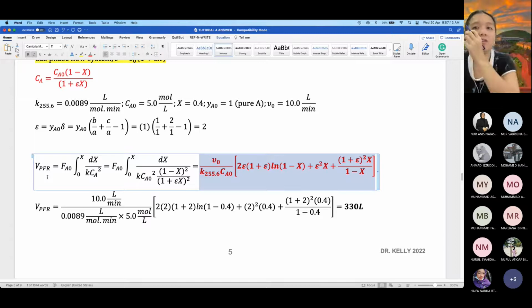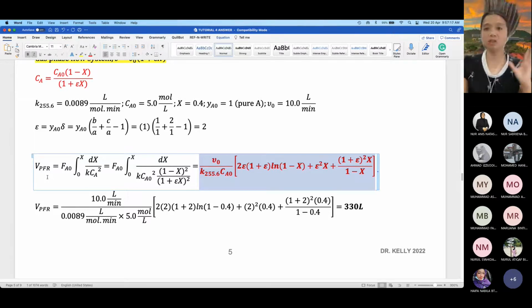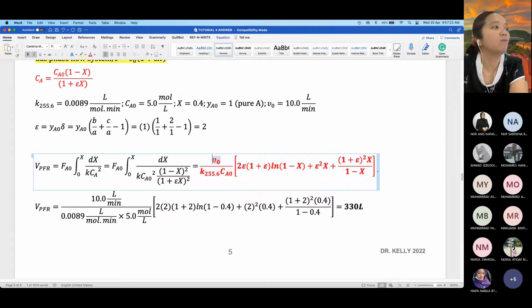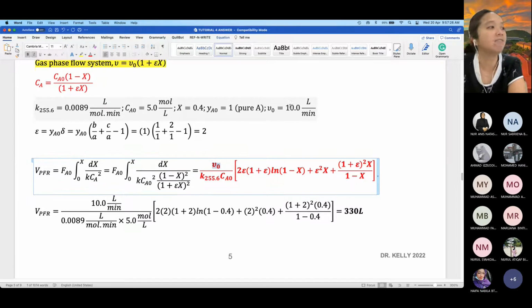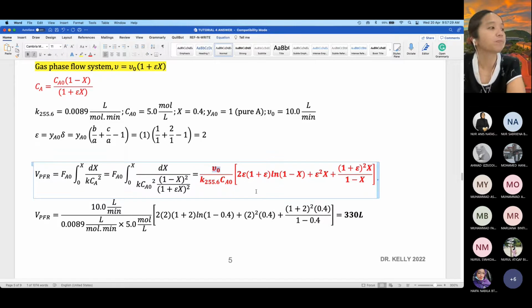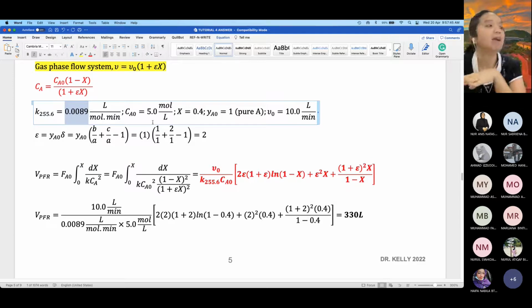VPFR is the unknown we want to find. Meaning on the right hand side, everything else has to be solved with numbers. Okay, we start first with the initial volumetric flow rate. This one kita dah tahu is 10 liter per minute, given in the question. Settle. K value as kita dah deduce because it's the same temperature as part A. So value K dalam part A tu kita boleh guna dalam part B, which is 0.0089. Yang tadi kita kira, kita dah boleh guna.